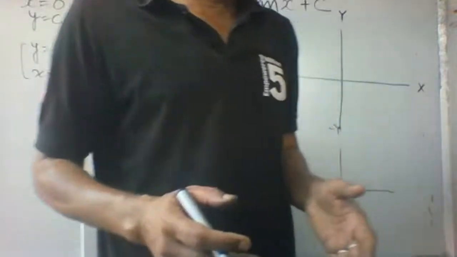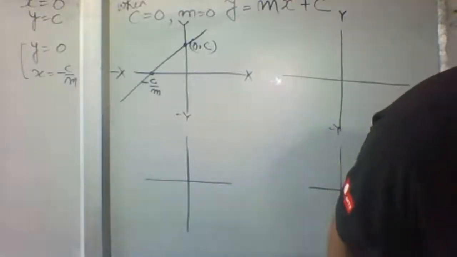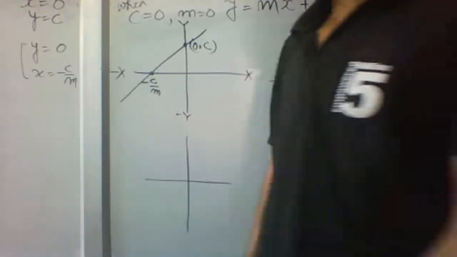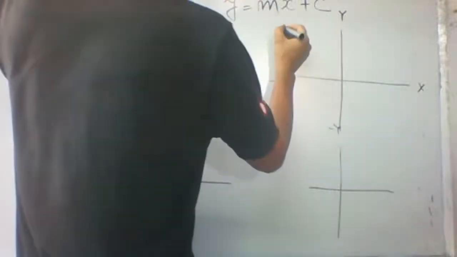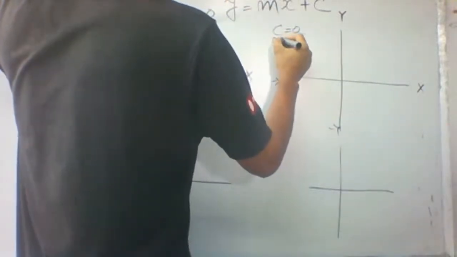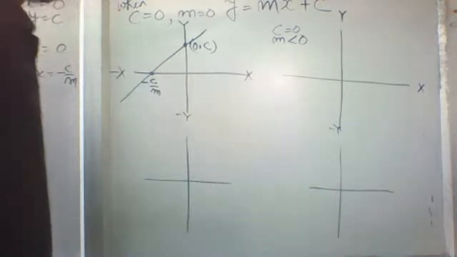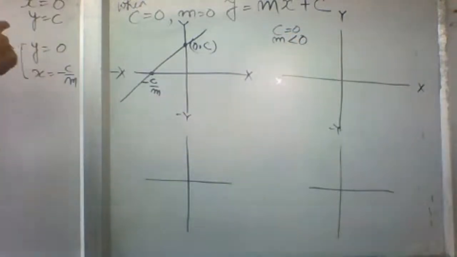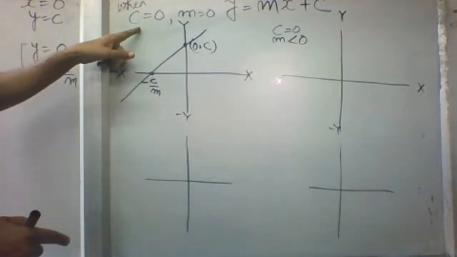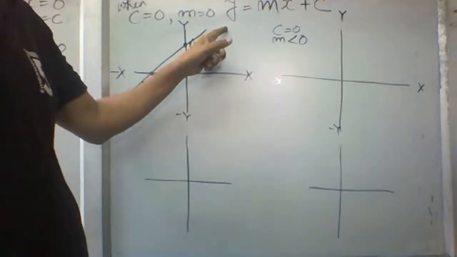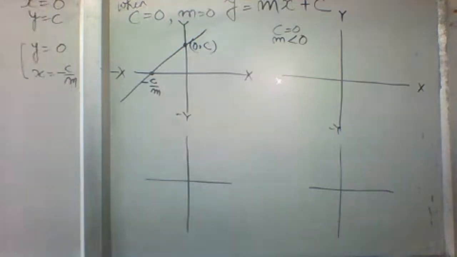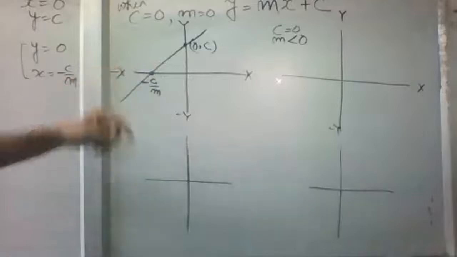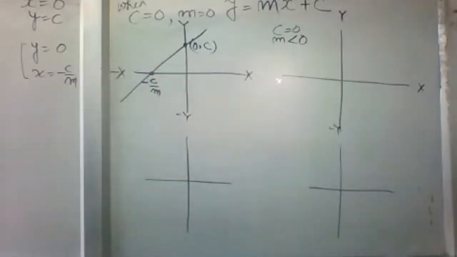And the second condition is when c is equal to 0 and m is smaller than 0. When c is equal to 0 and m is smaller than 0. C is equal to 0. If c is equal to 0, what will happen? At that time, what will we get? Minus c and m. Is it possible?